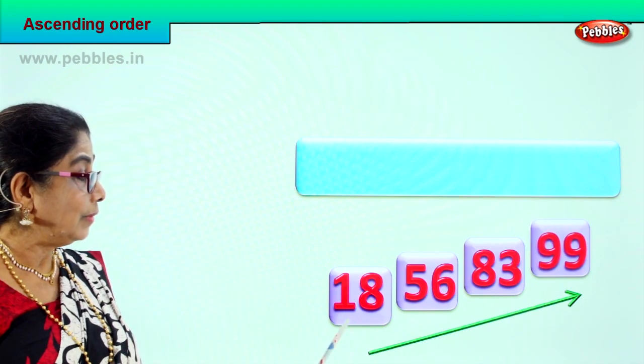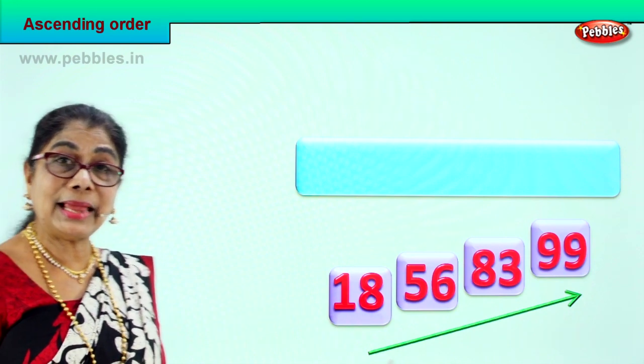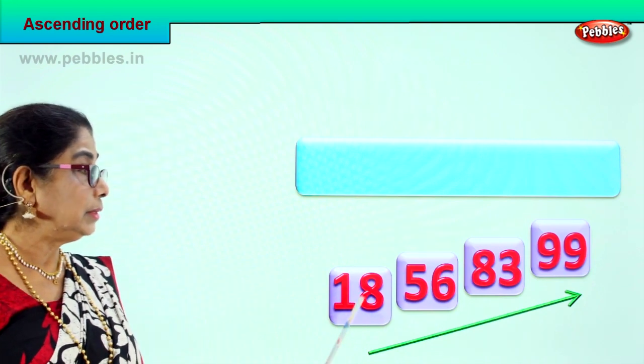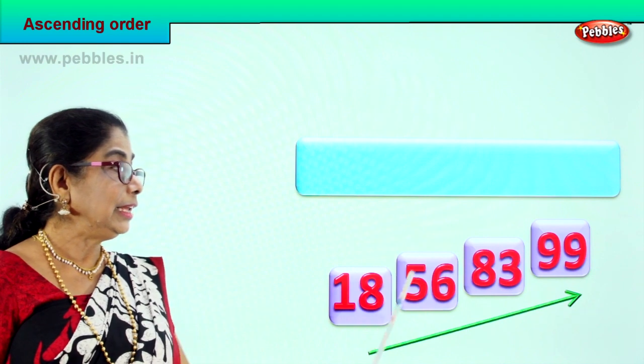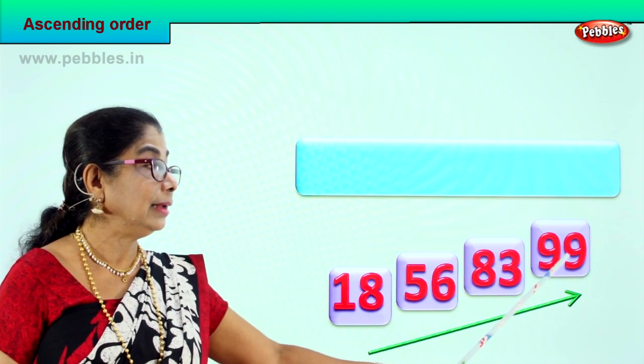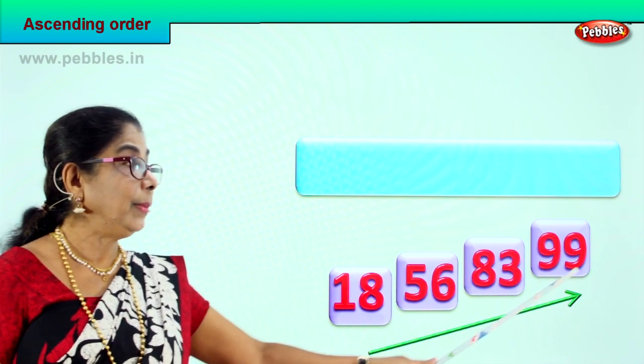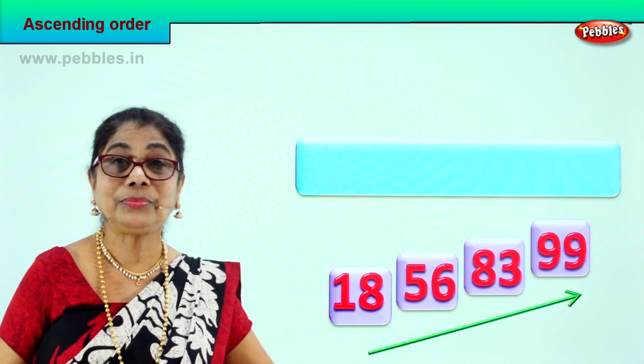You and I have arranged the numbers in ascending order, smallest to the biggest. 18, 56, 83, 99. Smallest to the biggest. Did you enjoy? Good.